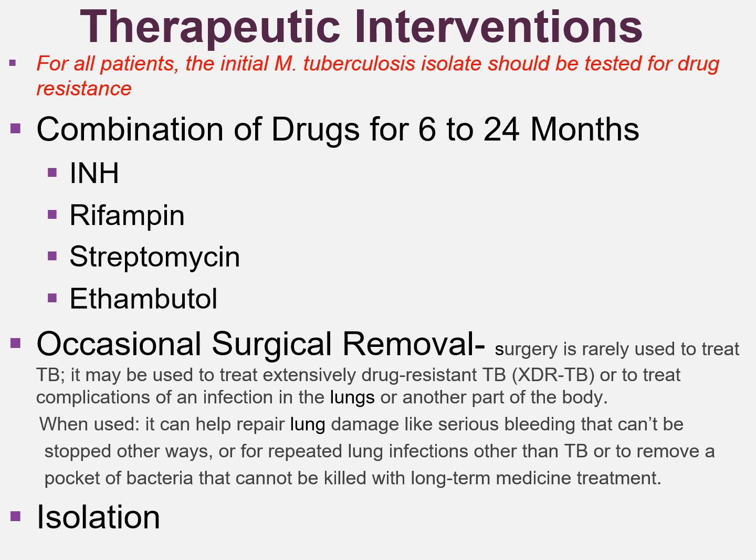Sometimes surgery can be done on these patients, but it's not very common. It's actually kind of rare. And this would be used to treat extensively drug-resistant TB, which is called XDR-TB, or to treat complications of an infection in the lungs or another part of the body. It can help repair the lung damage, like serious bleeding, but that's about the basis of what it really does. So if the patient has the active disease, they'll be in isolation.